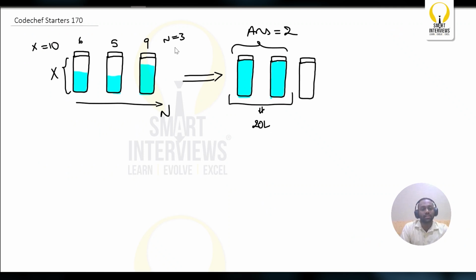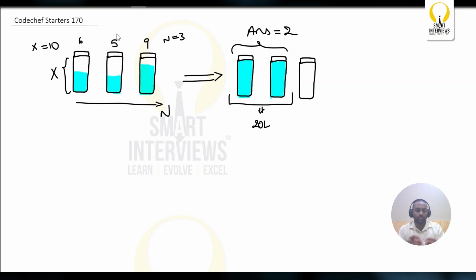Now let's consider a case where you are given three bottles with X capacity maximum each. Initially I have 6 liters in the first bottle, 5 liters in the second bottle, 9 liters in the third bottle. So in such a case, instead of considering all three bottles for my trip, the water I need to carry is the sum of all these liters, right? So 6 plus 5 is 11, plus 9 will be 20, which would be the amount of water you need to carry with you to your trip.